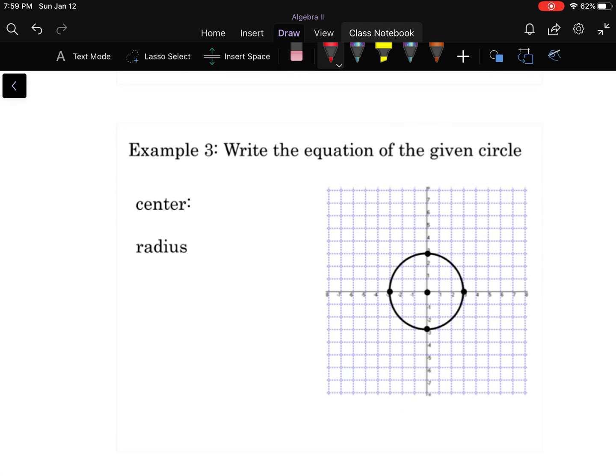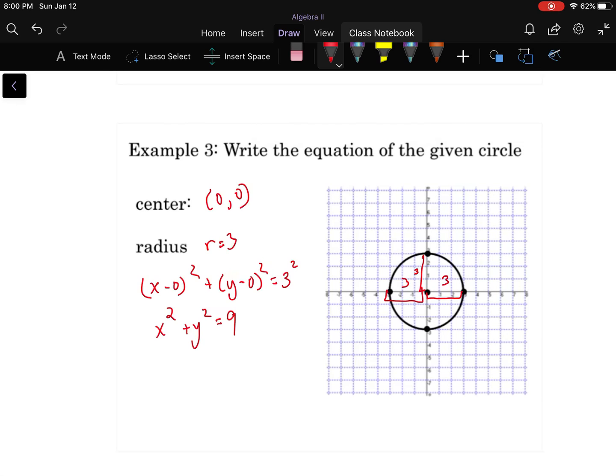Okay, so how would I get that information from the graph? See how there's this uniform distance of 3 from that origin. So my origin is my center, 0, 0, and my radius would be 3. You have x minus 0 squared, but we simplify that into x squared, plus y minus 0 squared, which simplifies into y squared. And don't forget to take that 3 and square it also, so that becomes 9. That would be the equation of that particular circle.